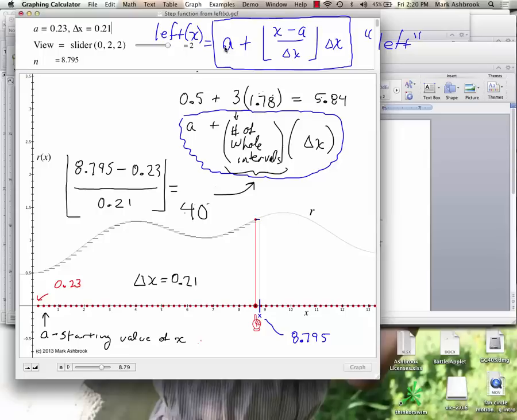So are we making it left because we started with that left? No, it's the left side. The x value is the left side of the current interval.